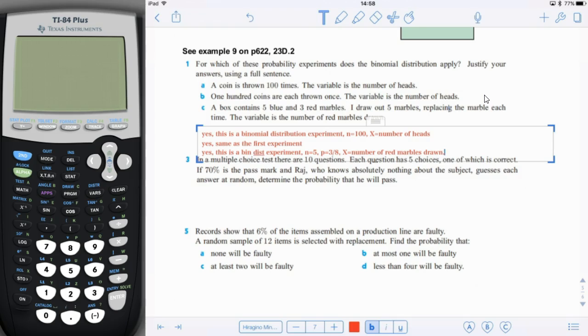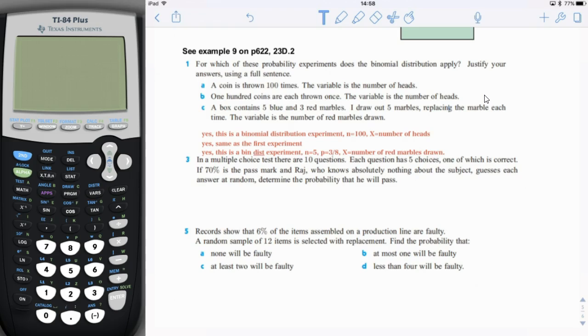What about B? How could you change B so that it was not a binomial distribution experiment? Well, you have 100 coins. Let's say that some of the coins are weighted so that you have more chance of getting heads or tails on that particular coin. So if you have some of the coins that are different probabilities than others, instead of just being 1/2, then that would also not be a binomial distribution experiment. Okay? Alright, let's move on to number 3.